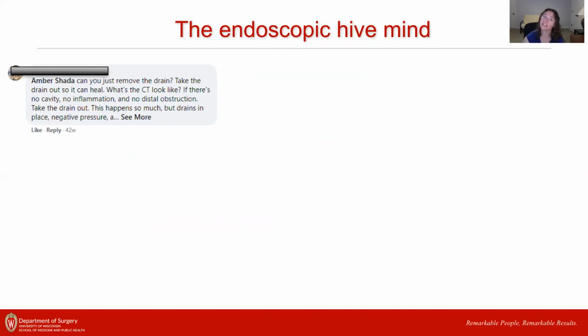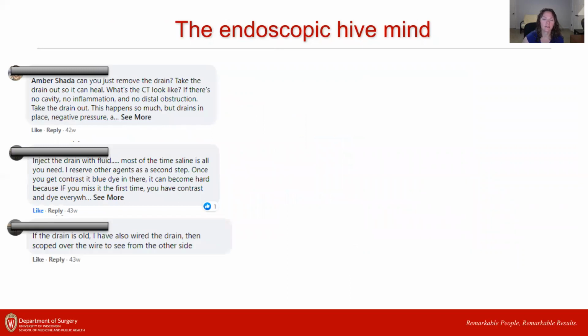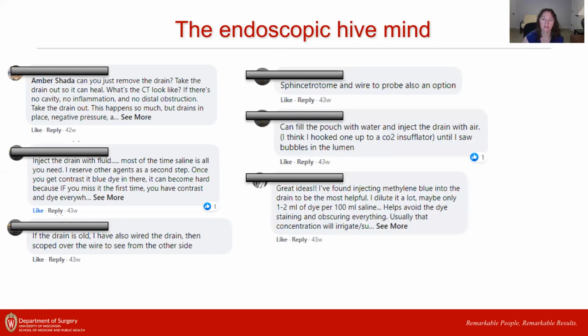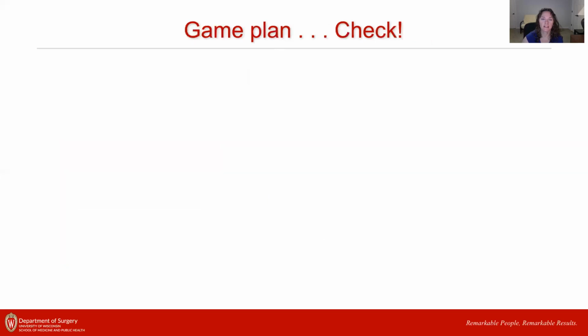Just remove the drain, take the drain out, it'll heal. Inject the drain with fluid, just saline. If the drain's old, you can take the drain out and wire it, take it out, and then put a scope, put a sphincterotome and then a wire probe, and probe the probable tract from the endoscopic side, fill the pouch with water, inject the drain with air. Inject methylene blue, dilute methylene blue, then hydrogen peroxide. Lots of helpful suggestions.